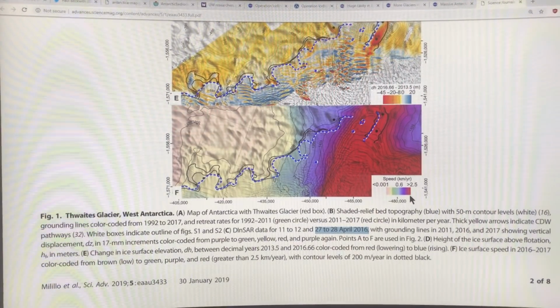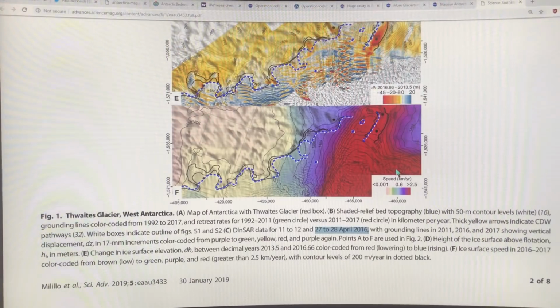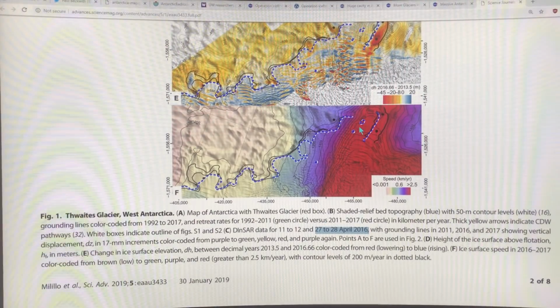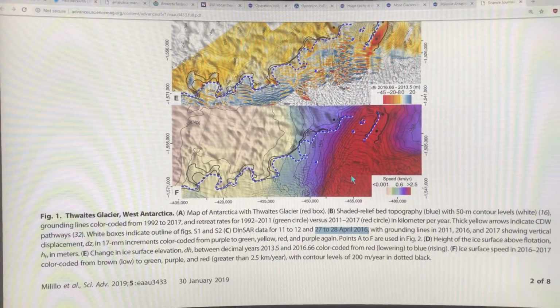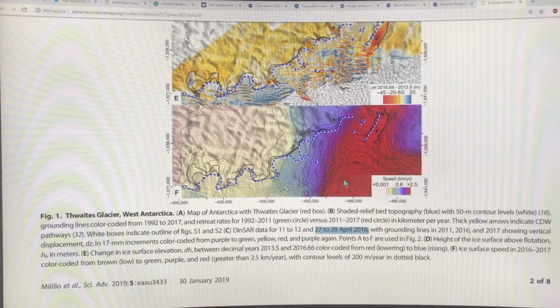So anything red, so these red areas here, there's very fast movement. It's above 2.5 kilometers per year. Okay, it goes up to, you can read the contour lines, 3.6 kilometers per year movement of the ice in this particular region. As you go out here, the ice movement is faster.